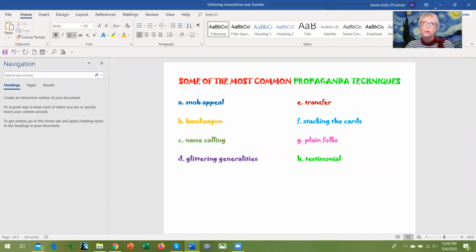Okay, so there are a lot of propaganda techniques used in advertisement, but the ones that you see the most often are these 8, maybe a few more than that, but these are the ones we're focusing on. So real quick, let's go over them.